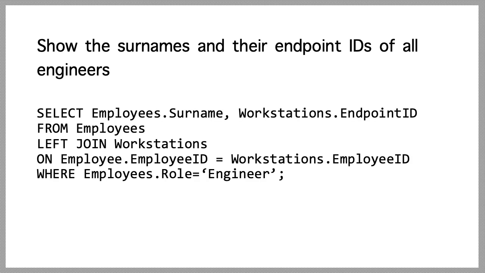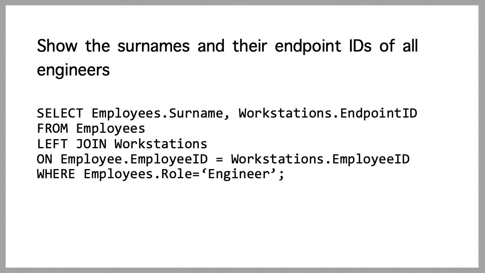And now let's go through it. So we want to see surnames and the endpoint IDs. That's why we are selecting two fields, surname and endpoint ID, from respectively the employees tables and the workstations tables. So this is this part. We want to see all engineers, so we start with employees table, and then we left join workstations.